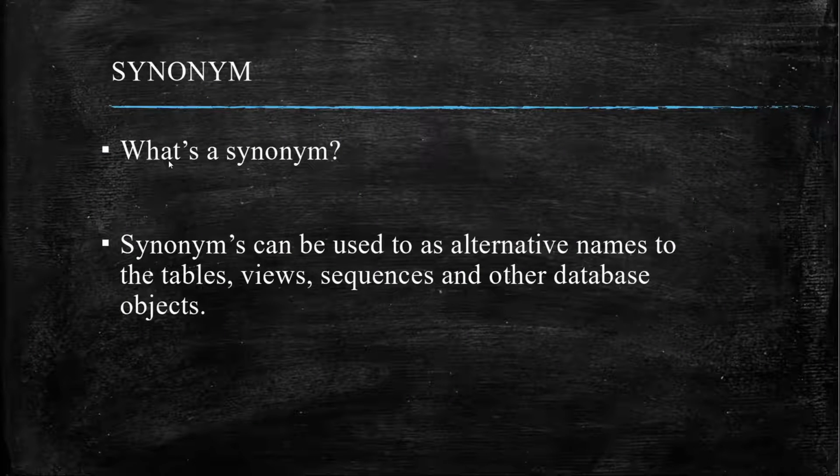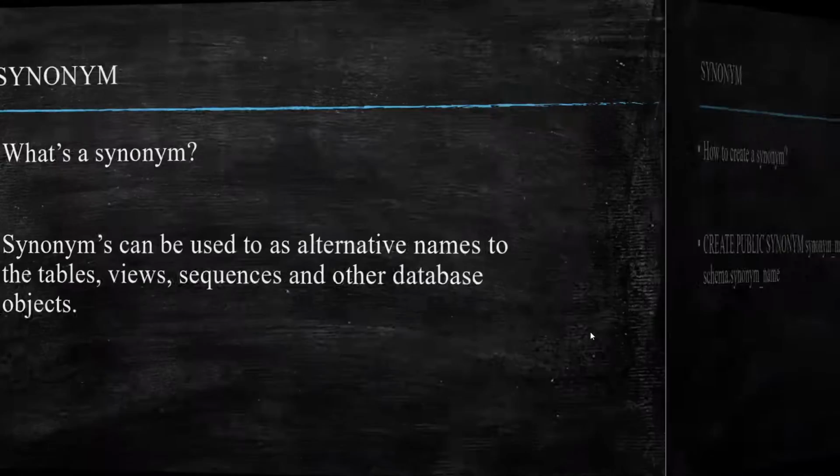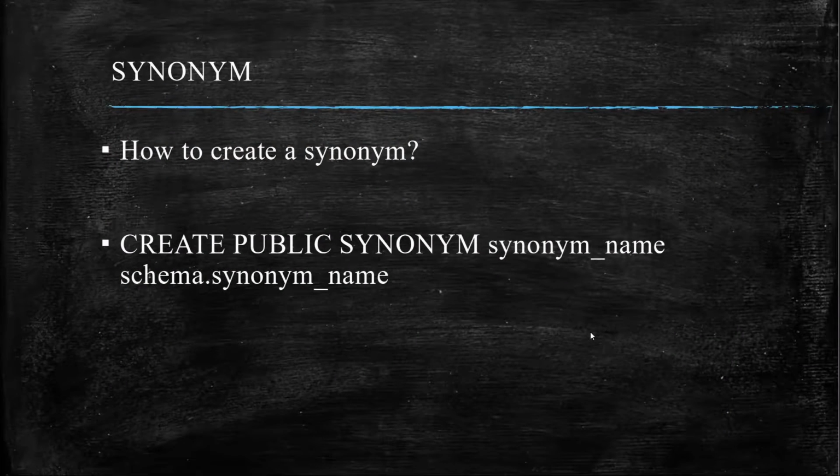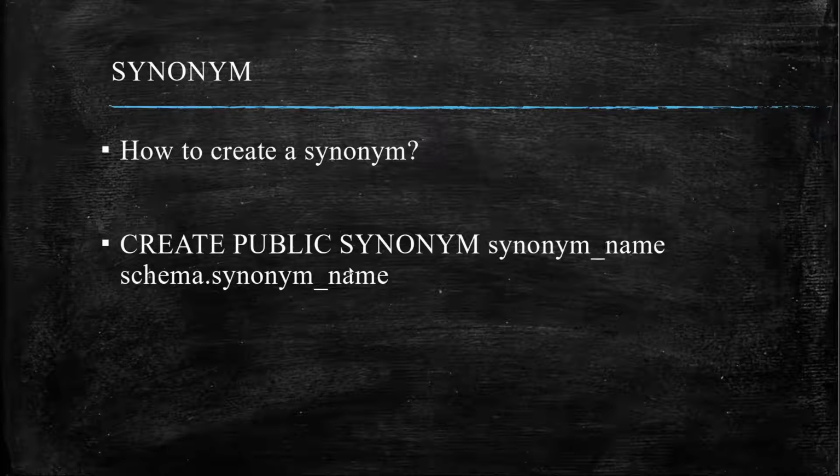Then we got synonyms. So what's a synonym? Synonyms are basically things that can be used as alternative names for tables, views, sequences, and other database objects. And how do we create one? In order to create one, you gotta type down create public synonym, and public is not mandatory, by the way. Then we gotta specify the synonym name. Then we type down the schema name and its table, which is basically the object the synonym refers to.